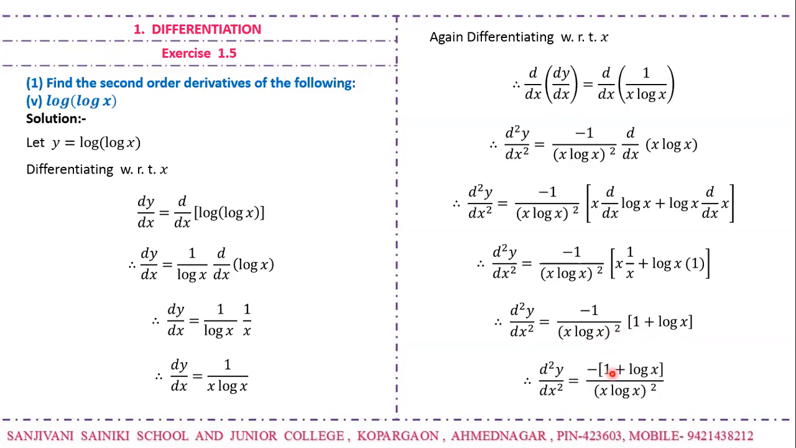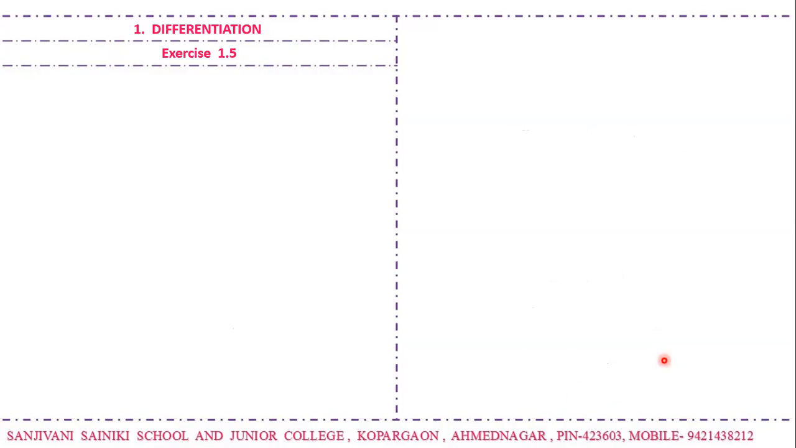So we can write it as d2y by dx square is equal to minus (1 plus log x) upon (x log x) whole square. This is the second order derivative of the given function.